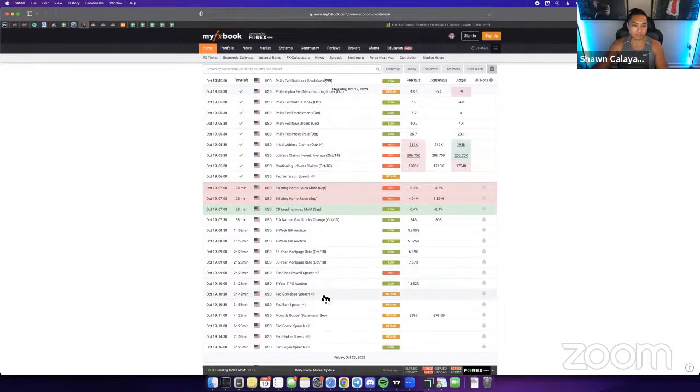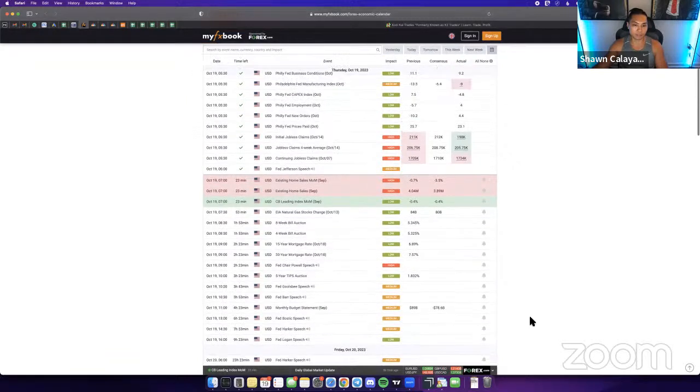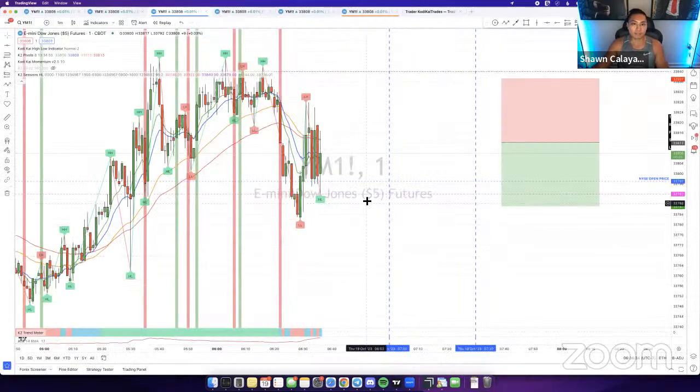Other than that, we have Powell speaking at 9 o'clock. We have Fed Goolsbee speaking at 10:20, Fed Barr, Fed Bostic, Fed Harker, Fed Logan. Basically, all the Feds are speaking today. Main Fed share is going to be Powell, of course, at 9 o'clock. So people might just be hanging out, waiting for Powell to speak before they hop into the market after 9. We'll see. Hopefully, the market does pick up a little bit, because the volatility here is very low. It's very low for a fall season. It's currently at 17 ATR.